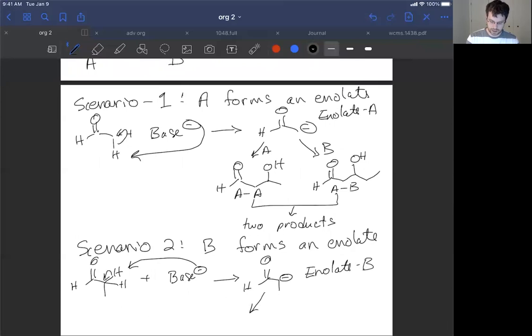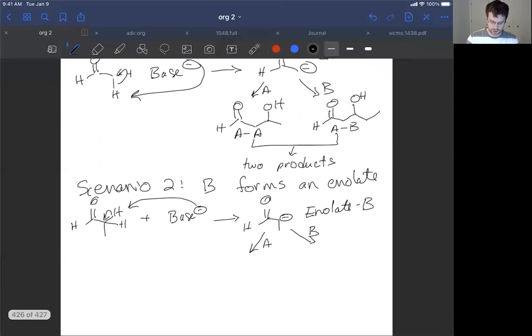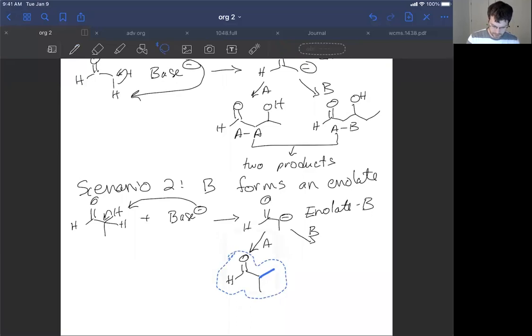Now, enolate B could react with molecule A or molecule B, just like enolate A did. Let's see if we can draw the products here. So we have our aldehyde. Now we're going to add an ethyl group, and I like to point that ethyl group down. You'll see in a second, it actually makes drawing the new bond a little bit easier. So I'm going to have this in both cases.